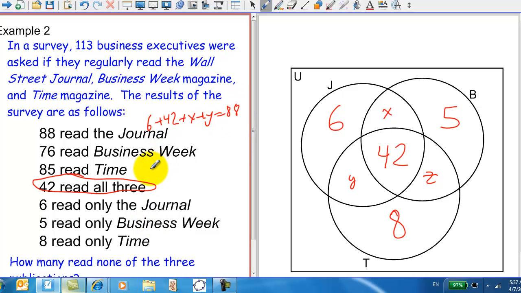And 76 read Business Week. So let's look at Business Week. So that's 42 plus 5 plus X plus Z equals 76. And 85 read Time. So that's 42 plus 8 plus Y plus Z equals 42.